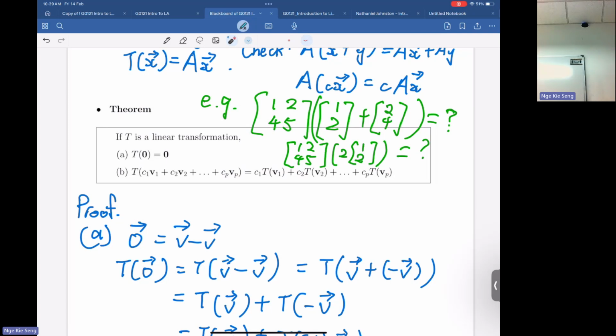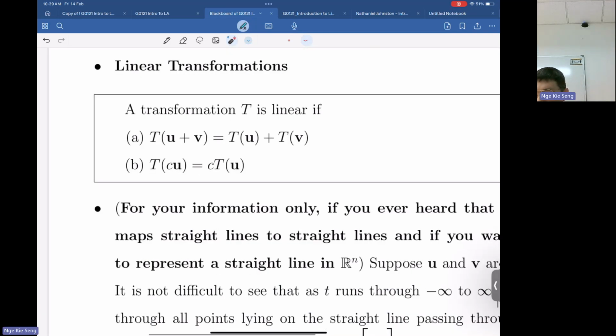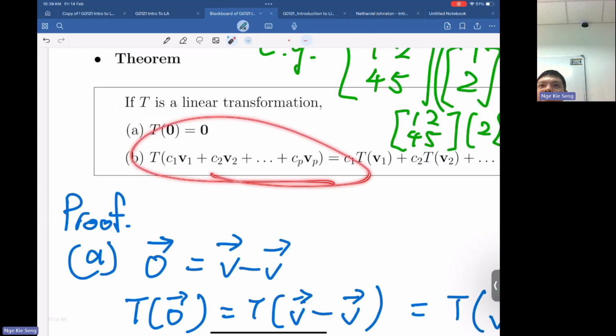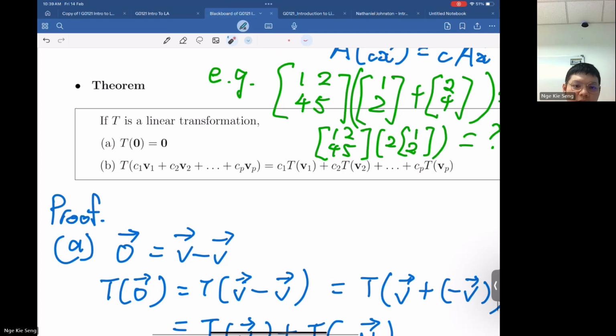Because I only told you how to split two, but in fact you can split more. This has to use induction to prove, but you can accept it. So you not only can split two of them, you can split all of them, actually. A main takeaway here is you need to know how your T acts on some specific vectors.